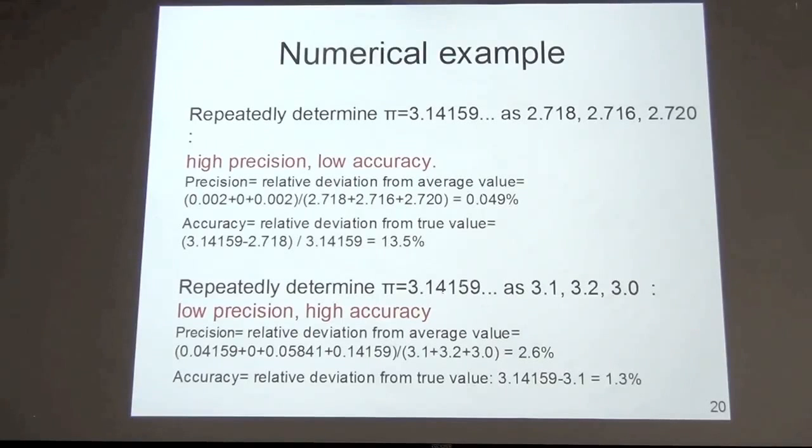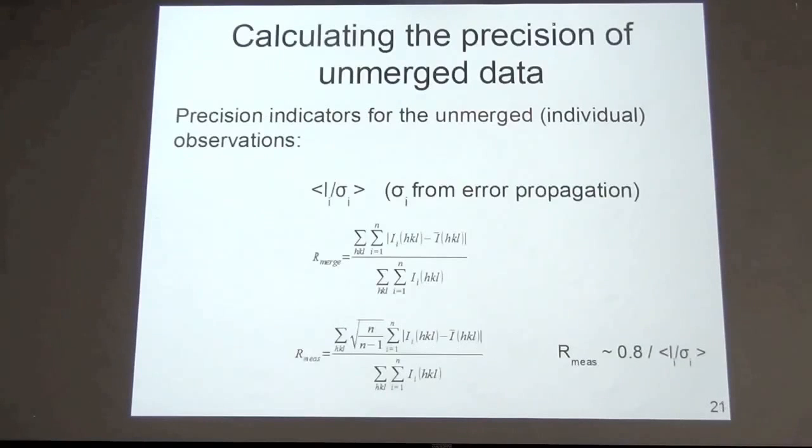Now, conversely, try to determine this constant once again, but your measurements are here. This is a situation of low precision but high accuracy, because the average of these is very close to the truth. Whereas the precision is low, if you calculate it, it's higher than it is here. So yeah, that should make clear that a good value for precision does not always mean that we also have a high accuracy.